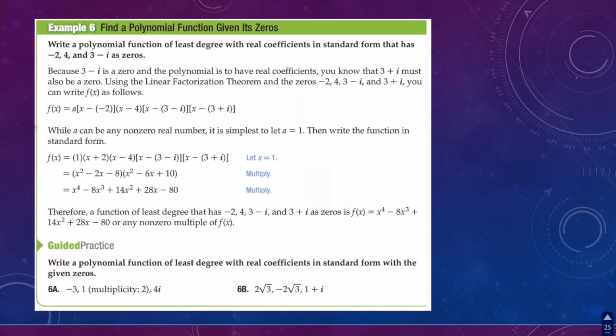Find a polynomial function given its zeros. Write a polynomial function of least degree with real coefficients in standard form that has -2, 4, and 3 minus i as zeros. Now, because 3 minus i is a zero, and the polynomial is to have real coefficients, you know that 3 plus i must also be a zero. So using the linear factorization theorem and the zeros -2, 4, 3 minus i, and 3 plus i, you can write f of x as follows.